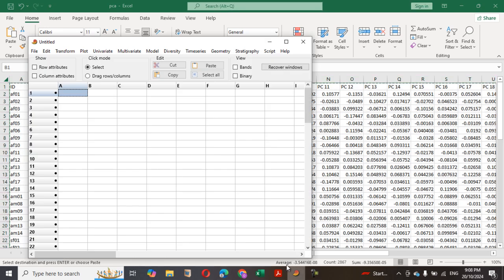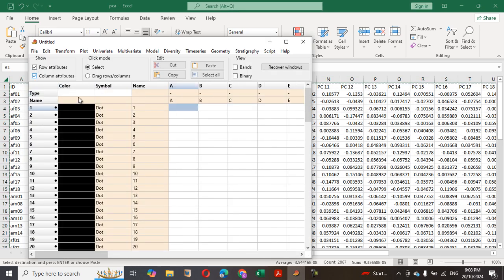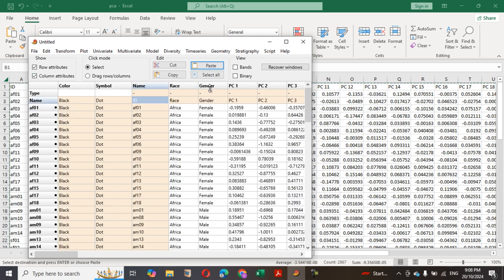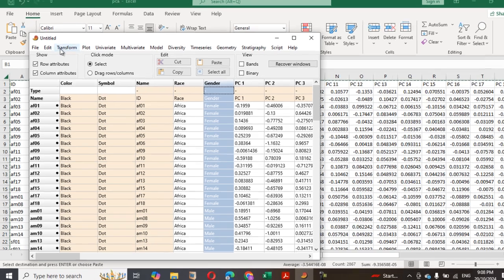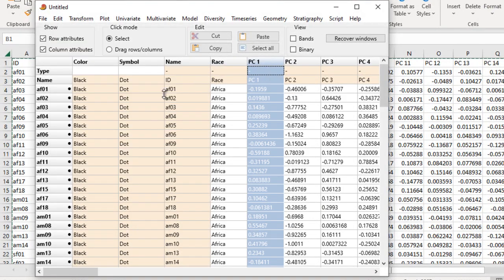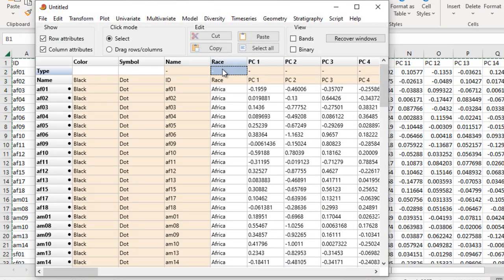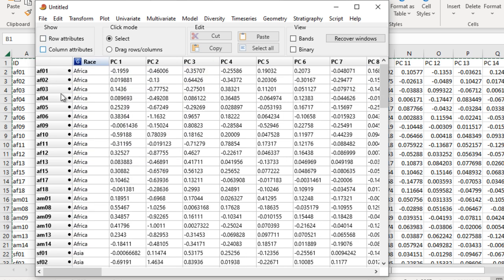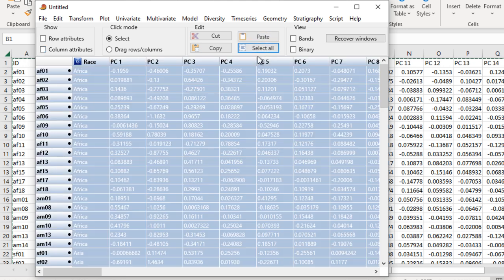All right, let's go to PAST and I paste here. So we don't need this. We remove this gender, and we change this one to group as usual. Now we have our group here, then we have our PC data. I can select some PCs or I can select all PCs, it doesn't matter. So I can say select all.